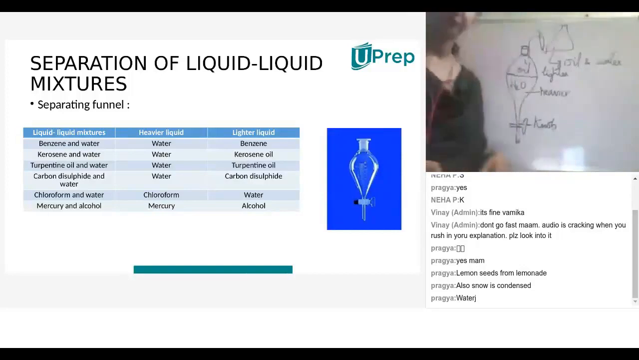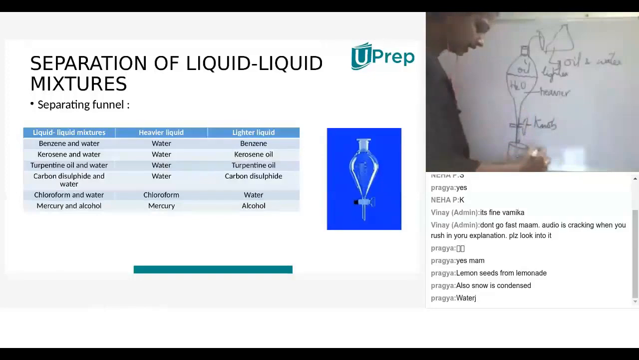Understood, children? Understood? Yeah, ma'am. This is a knob, and this is the knob used to... So here water is there now. First I'll take the knob. The sample which is heavier one will come out. When I open the knob, immediately here I'll collect the entire water.